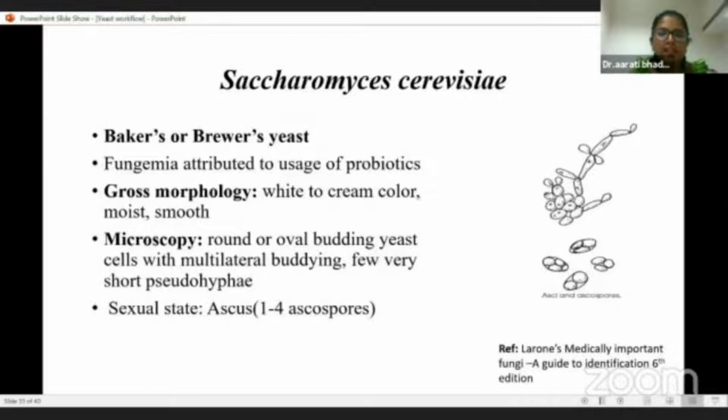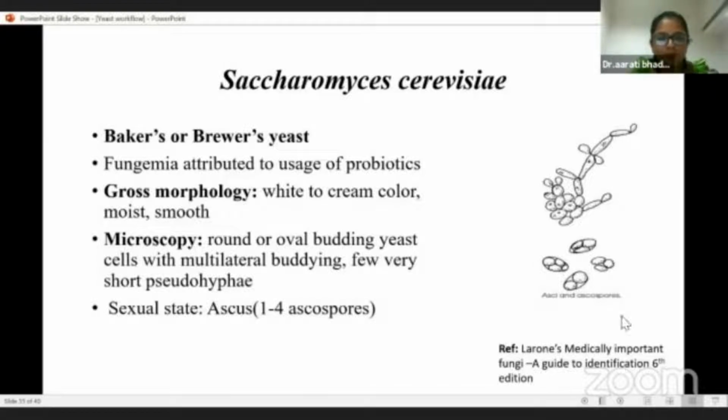So the next species is Saccharomyces cerevisiae. It is called baker's or brewer's yeast. It is responsible for fungemia, which is attributed to the use of probiotics. On the gross morphology, it will give white to cream color, moist and smooth colonies.